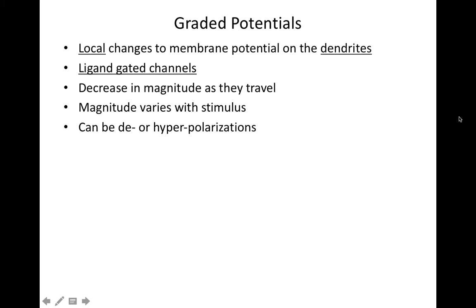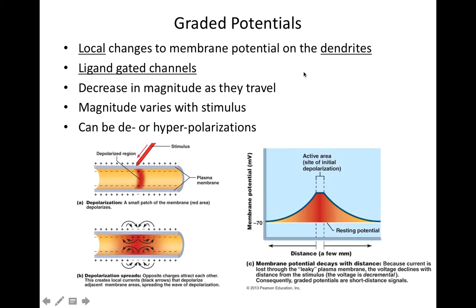Now, graded potentials are local changes to the membrane potential that happen on the dendrites. So this is, remember, the input zone. So when two neurons are talking to each other and one of them releases a neurotransmitter, it's going to open up ligand-gated channels on the dendrites of the receiving neuron. So a few things about graded potentials.